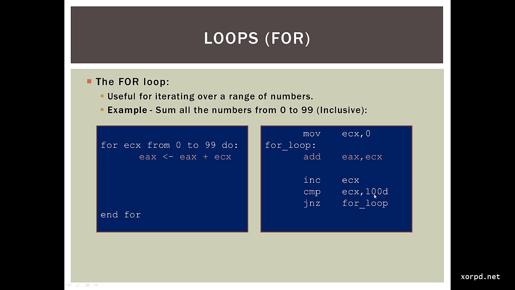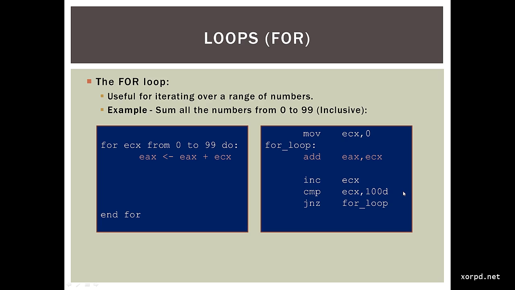You might be asking yourself, why 100? We have 99 here, so what's with the 100? I remind you that we wanted to sum all the numbers from 0 to 99 inclusive. That means that we want to stop only when we get to 100, and we don't include the 100 in the sum. Therefore, we compare to 100 and not to 99.